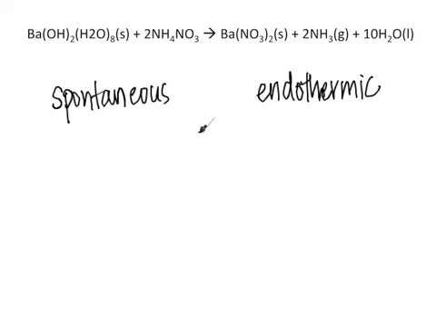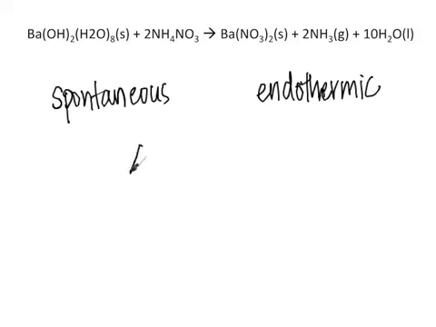Usually when we think of spontaneous reactions, we think of exothermic reactions where a lot of heat is being released. However, here is an example where it's actually endothermic, so it becomes spontaneously cold. So this is a good example to see where entropy now plays a really big role in spontaneity.